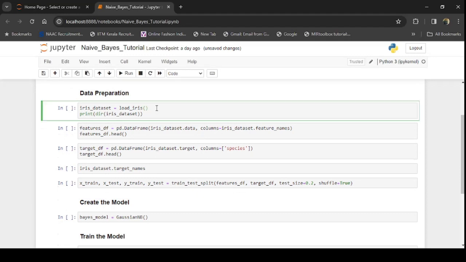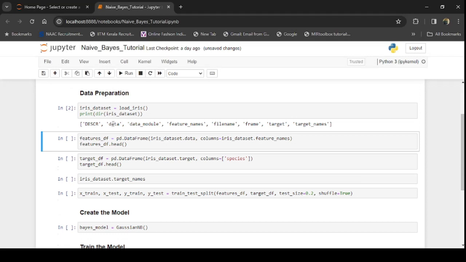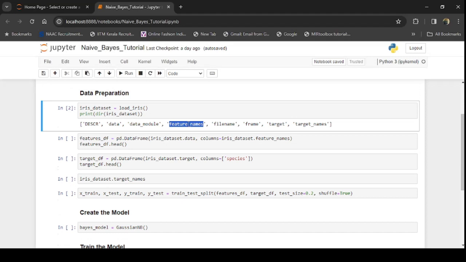We are loading iris data from sklearn sample dataset. Iris dataset has few important directories. Data directory will have the records of independent columns or features. Feature names has the list of feature names or the independent column names. Target directory has the dependent column value. Target names has different species of iris flower.